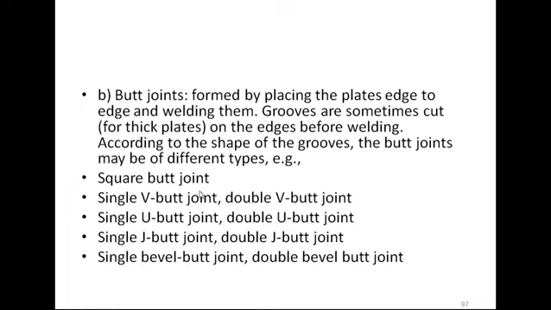classified as a square butt joint. It means that in between there is a square shape, so it's called a square butt joint. Then single V butt joint, then double V butt joint, again the single U butt joint, double U butt joint, single J butt joint, double J butt joint, single bevel butt joint, and double bevel butt joint. So these are the types of butt joints.